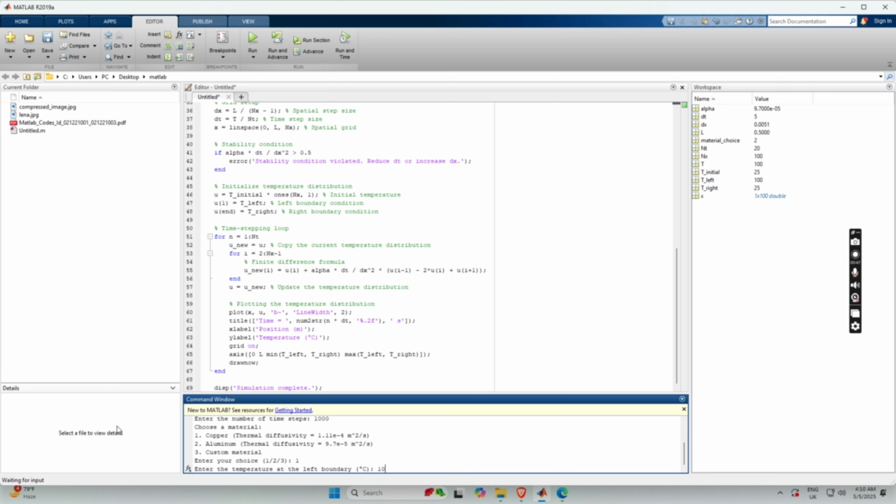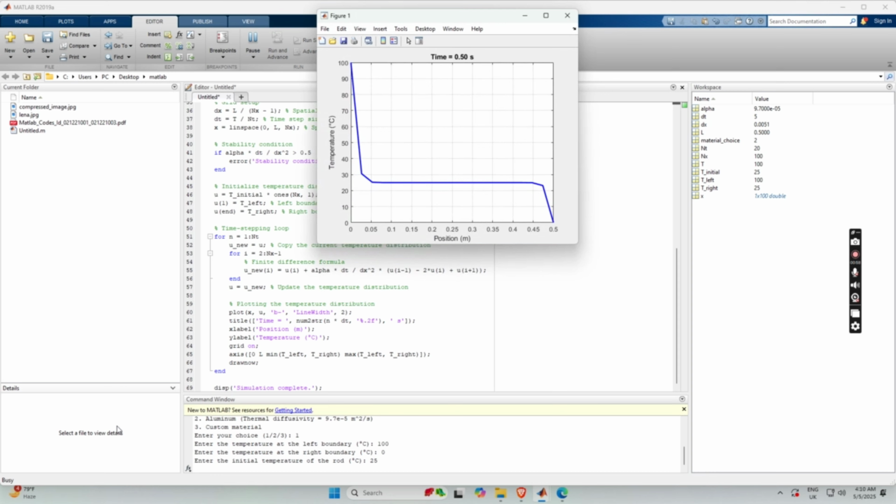So finally comes the boundary conditions. Let's consider the copper rod has 100 degrees Celsius on one end and the other end will have 0 degrees Celsius, and the room temperature is, let's say, 25 degrees Celsius. Okay, the simulation has started.